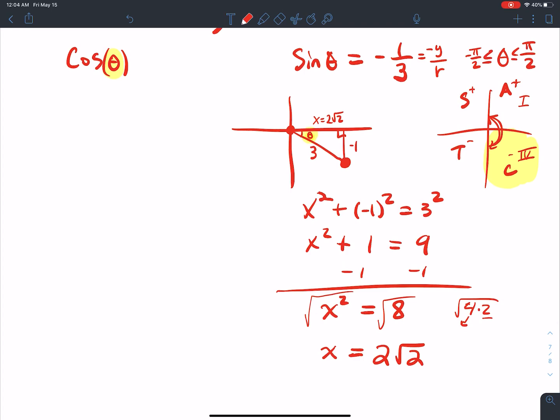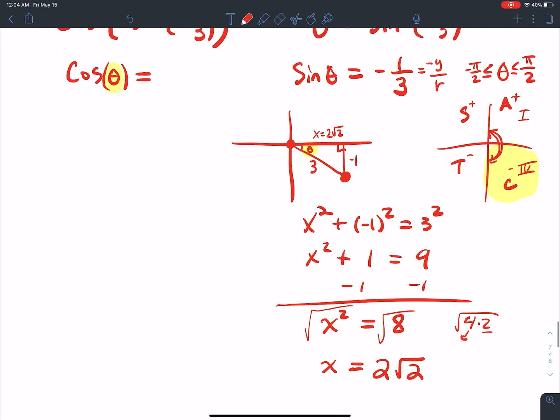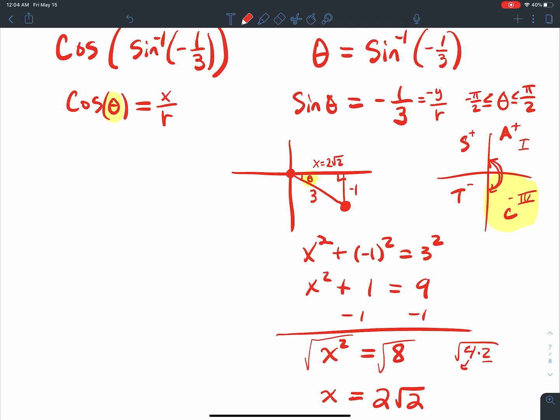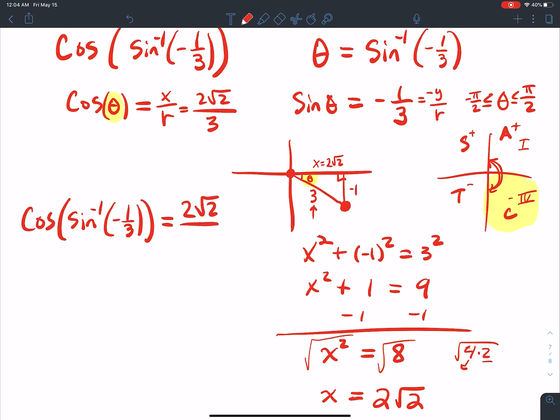So this is going to be what? This is going to be x over r, and x here is 2 square root 2 over 3. And that is my answer. The cosine of sine inverse negative 1/3 is equal to 2 square root 2 over 3.